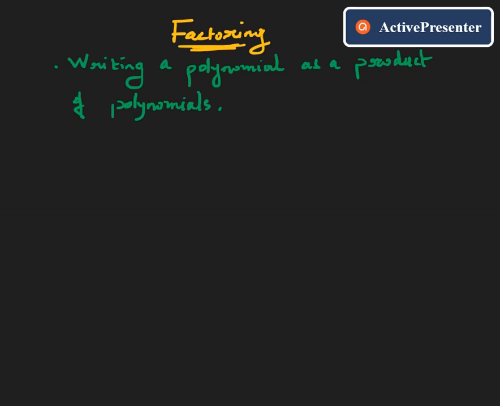The topic of this chapter is factoring. What is factoring? Factoring is writing a polynomial as a product of polynomials. In order to do that, there is an important thing to know, which is the greatest common factor, abbreviated as GCF.